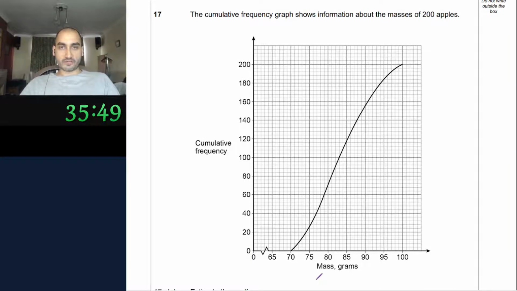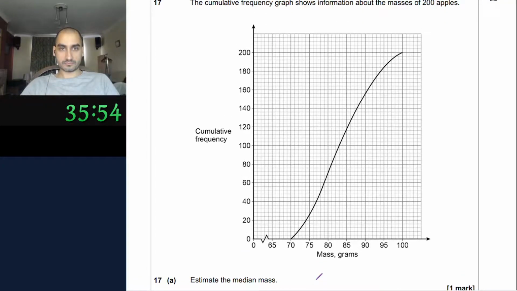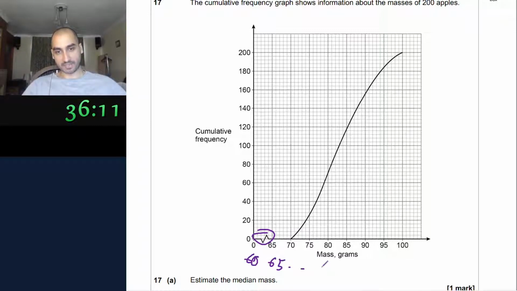A cumulative frequency graph shows information about the masses of 200 apples. Man, I hated this annoying thing here in the corner of the graph. We were always taught not to do that. My physics teacher would actually get angry at us if we did that. There's no reason why you can't just start the graph with 60, 65. That's perfectly legitimate to do. But they have these weird squiggly lines to indicate that there's a section that they're skipping. It's so annoying.